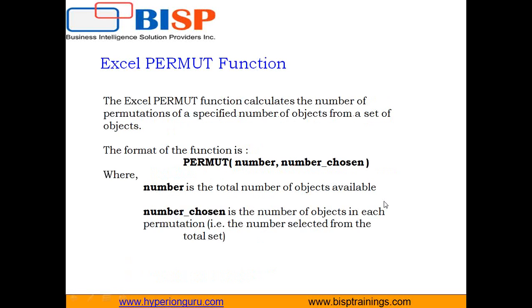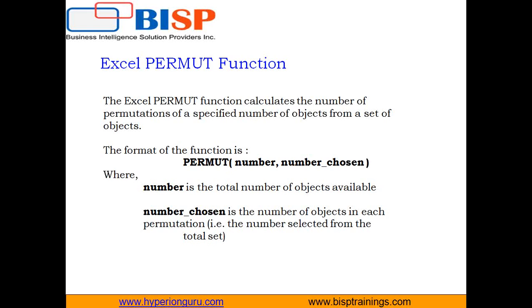But Excel does provide a formula for permutation, which takes two arguments. The first one is the number and the second is the number chosen. The first number is the total number of objects. So in our example we have a total of 8 people to distribute 3 prizes. So in our example n is 8.